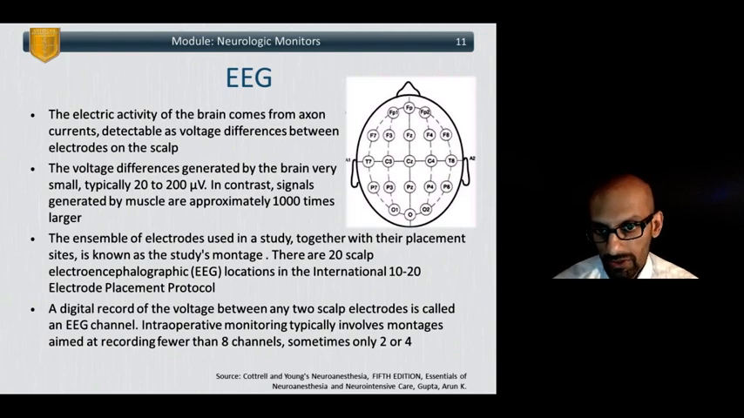The ensemble of electrodes used in an EEG study, together with their placement, is ultimately known as the study's montage. There are 20 scalp EEG locations that are typically used in a standardized process, and the digital record of the voltage between any two scalp electrodes is called a channel. Okay, so know the difference between a montage and a channel. Intraoperative monitoring usually involves montages aimed at recording fewer than 8 channels, but sometimes only 2 or 4. They do that largely because they want to target the area of interest depending on what the neurosurgeon is doing territorially within the brain.